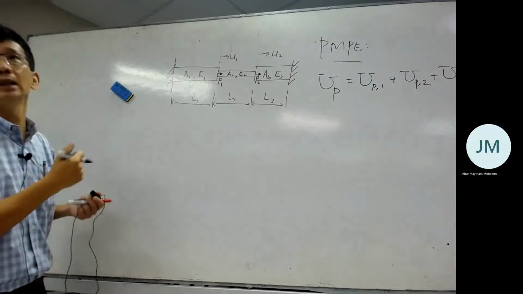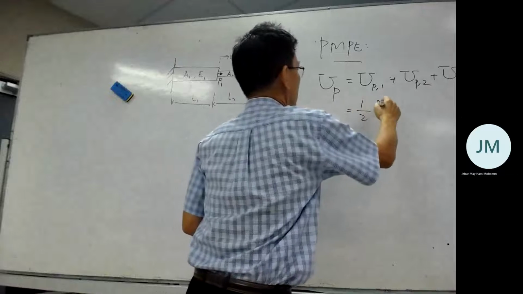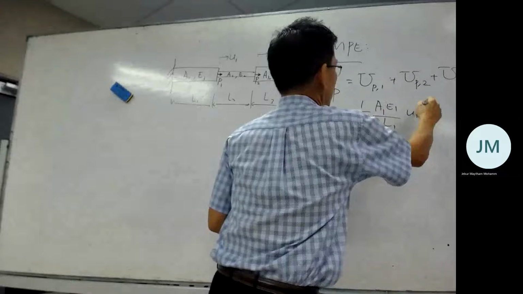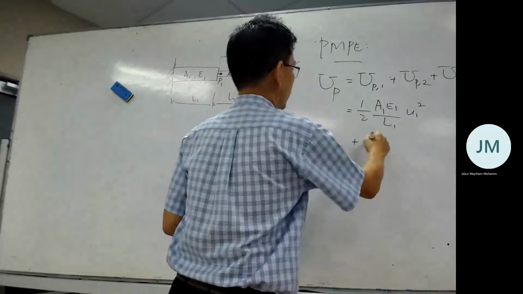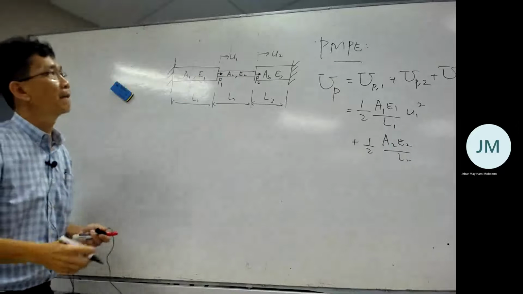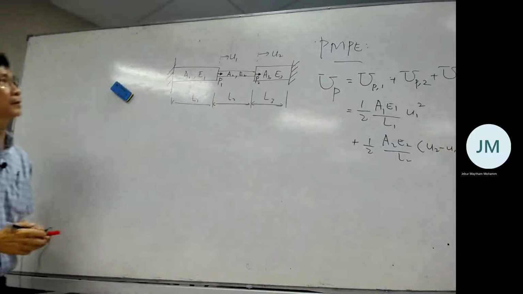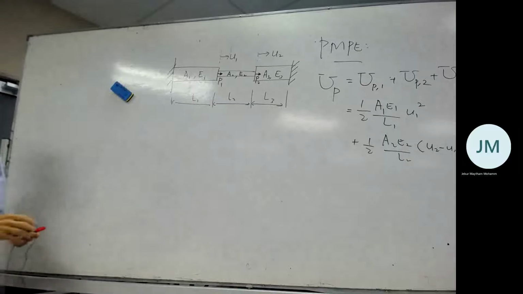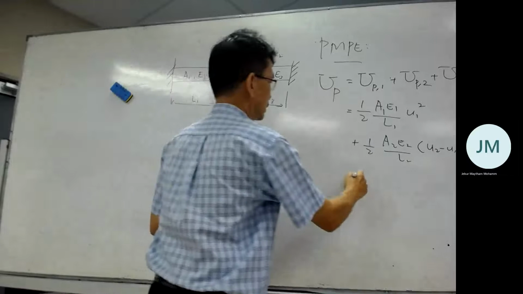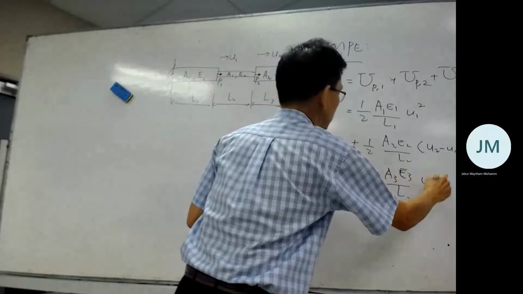And what is the strain energy for a bar? As I explained using the example just now, this one becomes half A1 E1 over L1 multiplied with the elongation. The second one is half A2 E2 over L2, the second member, and the elongation of this you can take as (U2 minus U1) squared. This one goes U2, this one goes U1, so the elongation is U2 minus U1. Then the last one is half A3 E3 over L3 U2 squared.